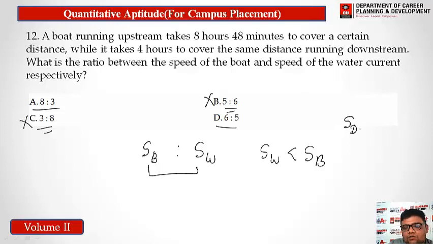So speed in downstream is what? Speed of boat plus speed of stream, and speed of upstream is what? Speed of boat minus speed of stream.